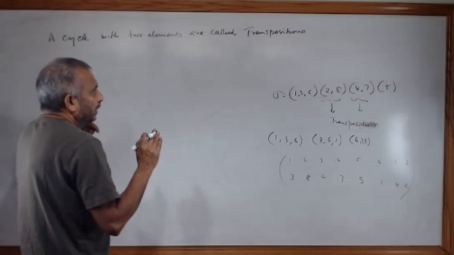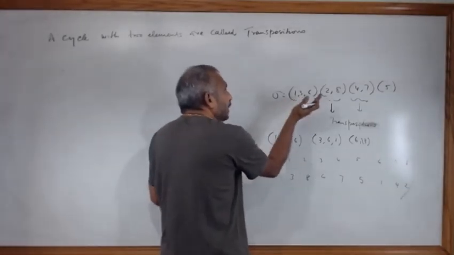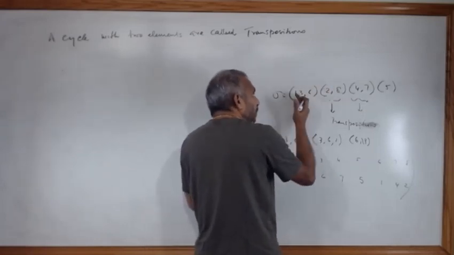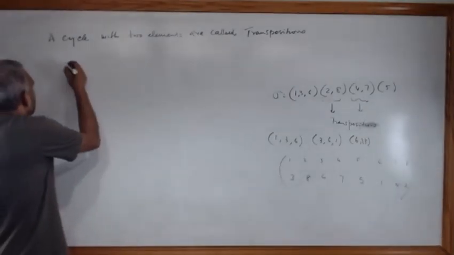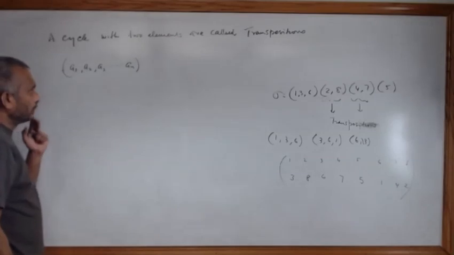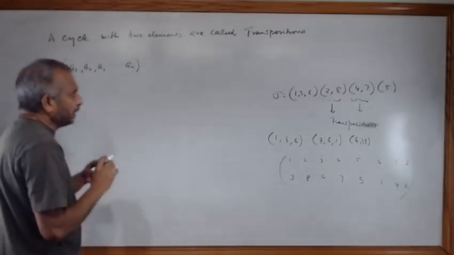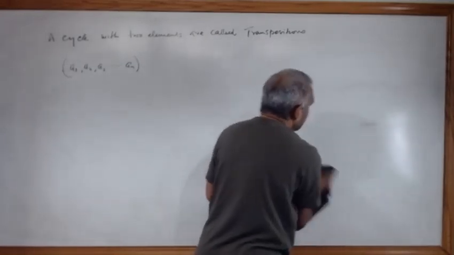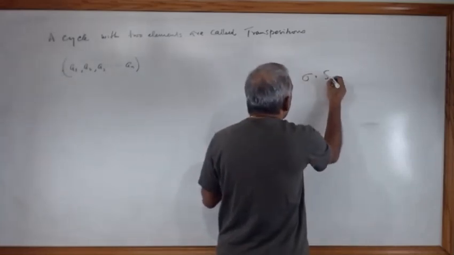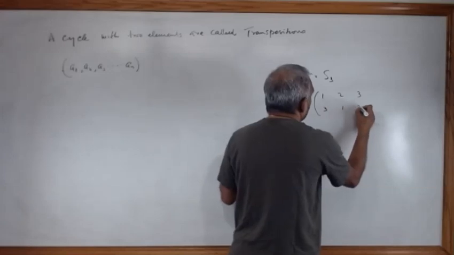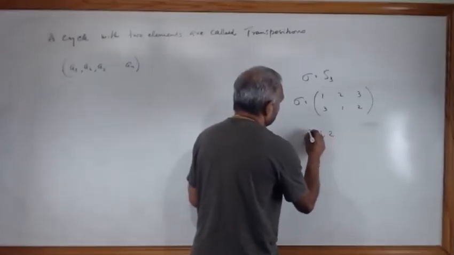Now, when the cycles are not disjoint, then we need to compute from the right side and go to the left, taking care of all the duplicates. For example, let us assume that you have a cycle A1, A2, A3, ..., AN. Let us take another simple example before we come here. Let's take a sigma in S3 defined by 1, 2, 3 going to 3, 1, 2.